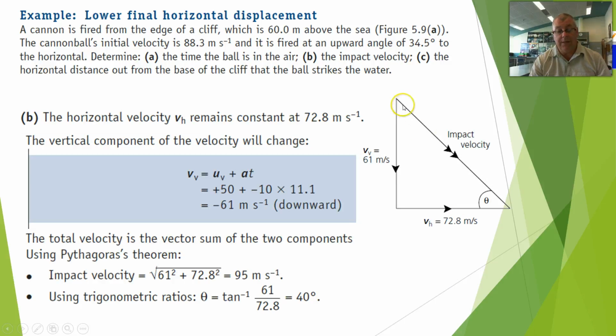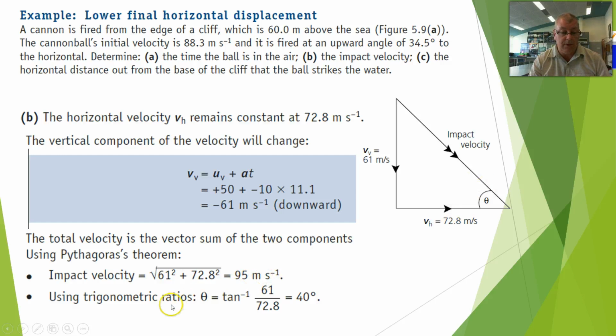The impact velocity is, well, you've got the horizontal component, you then just have to work out this vertical component, and by putting it into v equals u plus at, and working it all out, because you've just worked out the time, which is 11 seconds, you can then combine your two components, get your resultant by using Pythagoras, which is 95 meters per second.